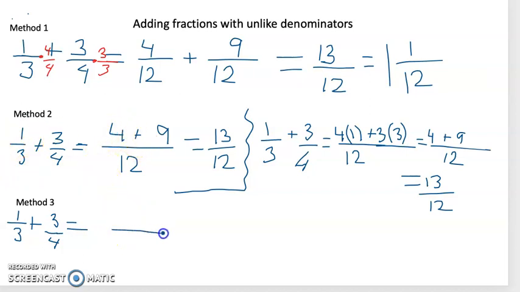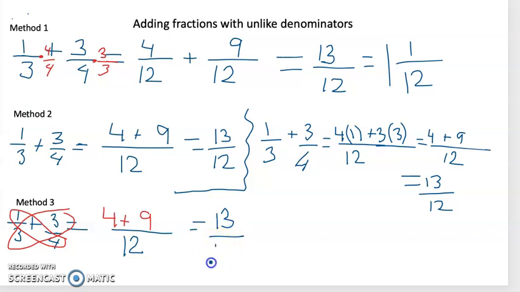Anyway, the third method I actually got from one of my students, and I also noticed that one of the Common Core textbooks was using it, so I thought I'm going to show you too. So 3 times 4, 12. This is the common denominator. And then what we're going to do is multiply. 4 times 1 is 4, bring it over here, plus 3 times 3 is 9. All right, and that equals, as we know, 13/12.